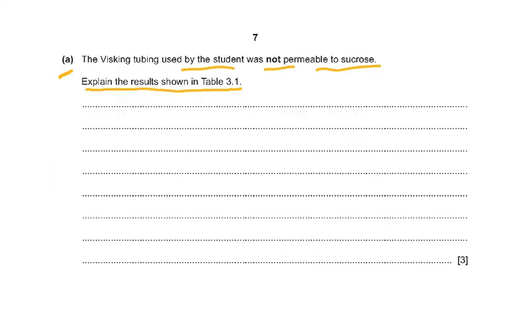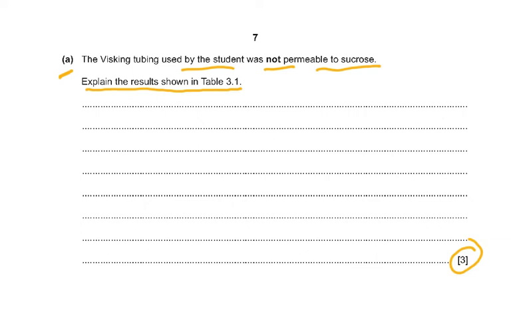Now it says the Visking tube, and there are 3 marks. You have to explain this, and it's not permeable to sucrose. So basically water was moving, and that is what you had to tell me: concentrations of sucrose 0, 0.4, 0.8 were less than 0.9, so water moves out of the Visking tubing. And concentrations of sucrose 1.2, 1.6 and 2.0 were more than 0.9, so water moves into the Visking tubing.